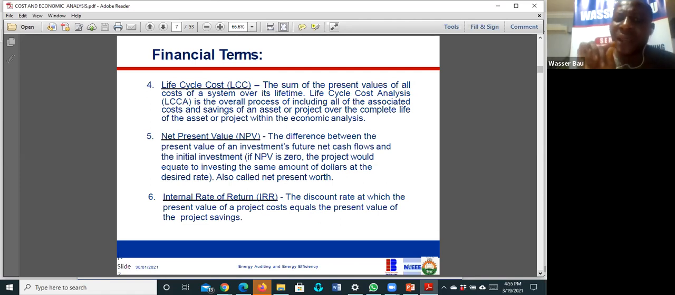Then we have internal rate of return. The internal rate of return means the discount rate at which the present value of a project's cost equates the present value of the project's savings. In other words, the point where NPV is zero is known as IRR, internal rate of return. When your NPV is zero, at what interest rate is the cash outflow and the cash inflow equal to zero? So at that point, it is called internal rate of return.